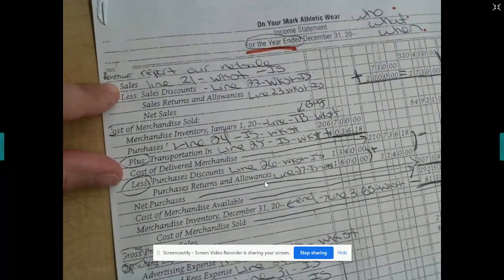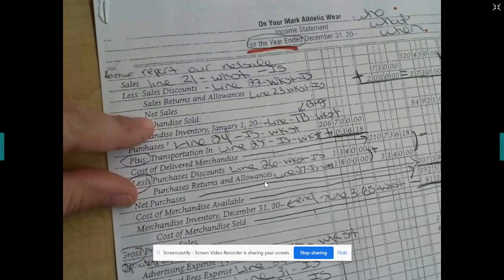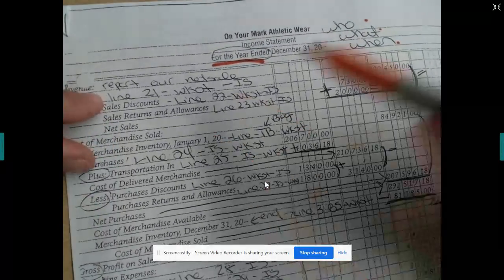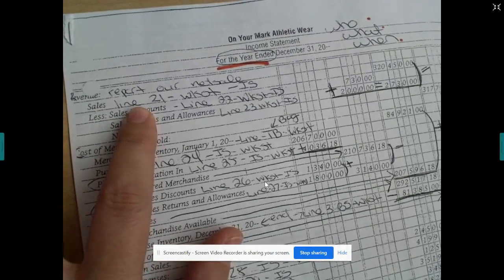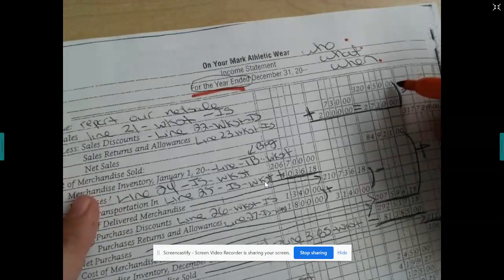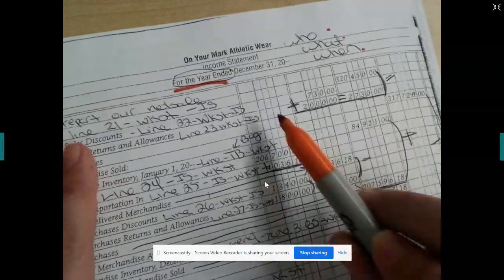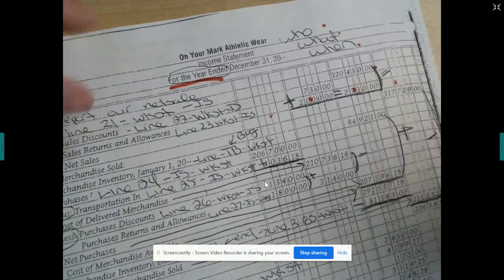Okay, so we still have the revenue section, but because we have these contra accounts, it gets a little more wide. Okay, so revenue. We have our sales number. It's coming from line 21 on the worksheet. So you're getting all your numbers from the worksheet. That number is almost a grand total. So we have a bunch of subtotal columns, and it should make sense as we go through. So that goes in the second to last column.